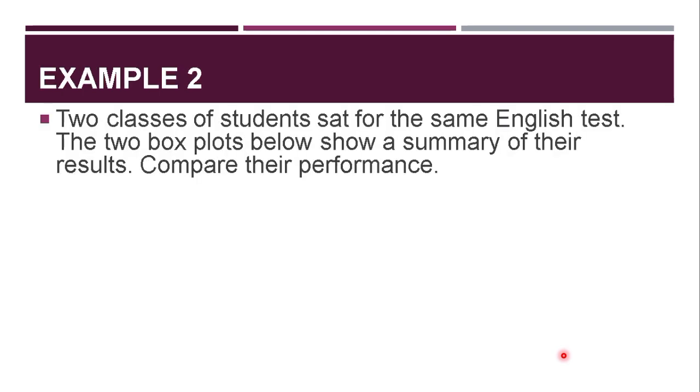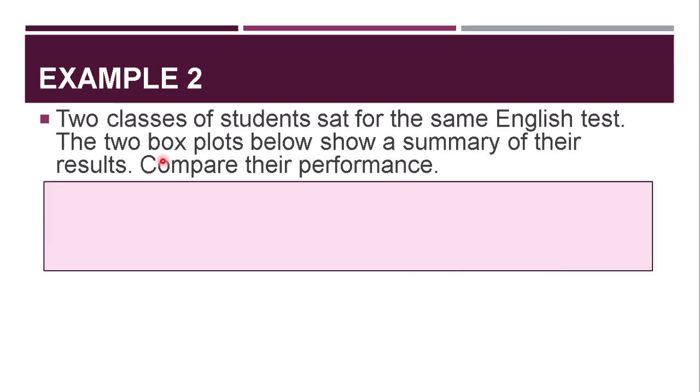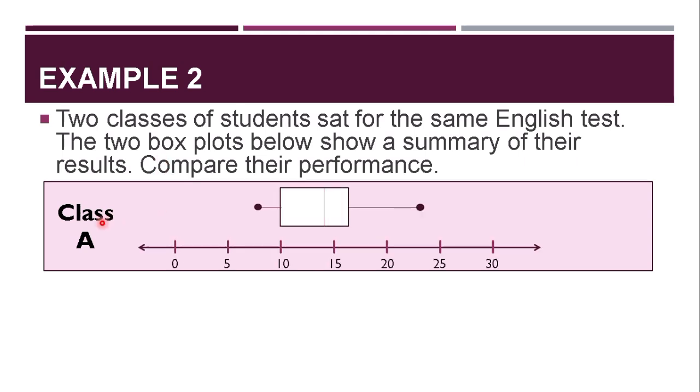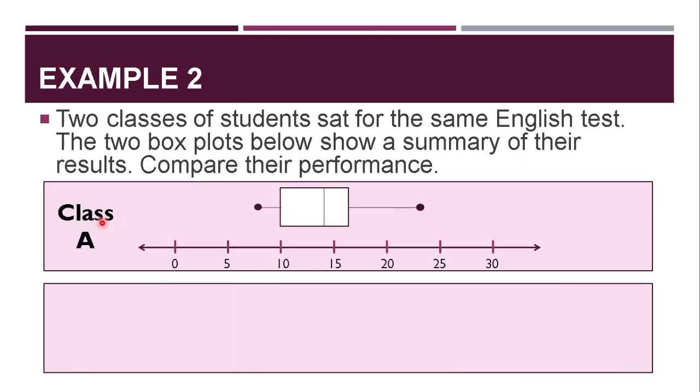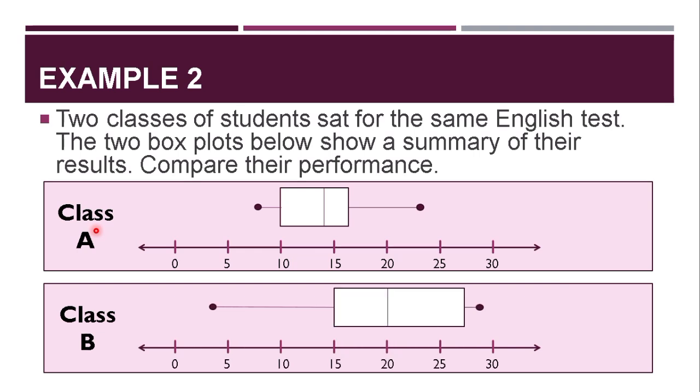Our next example: two classes of students sat for the same English test. The two box plots below show a summary of their results. Compare their performance. For class A, this is their box and whisker plot. For class B, this is their box and whisker plot. Let's look at the solution.